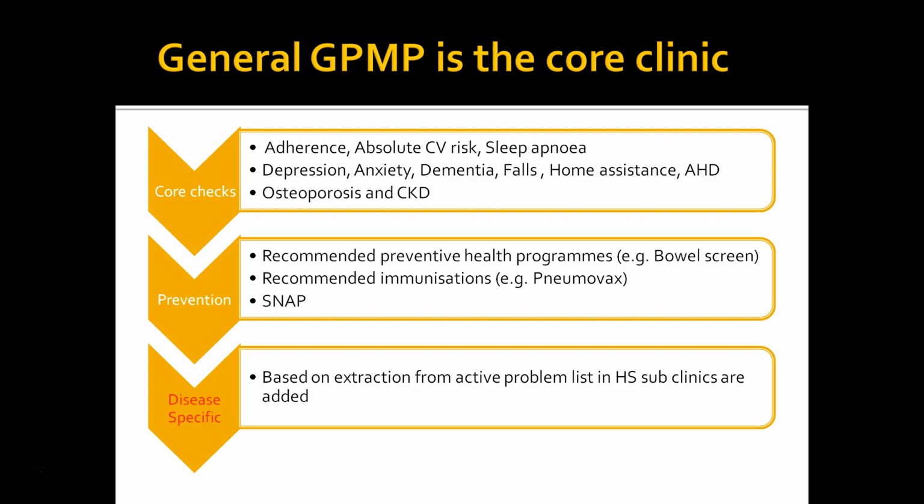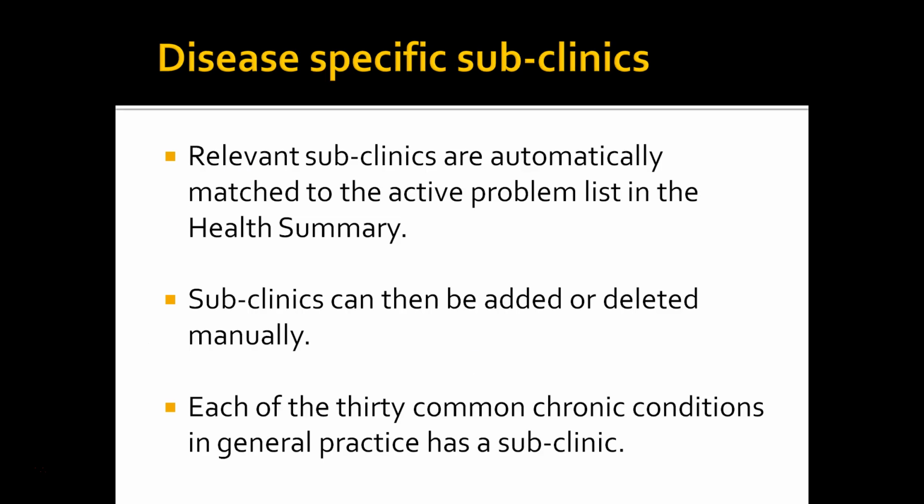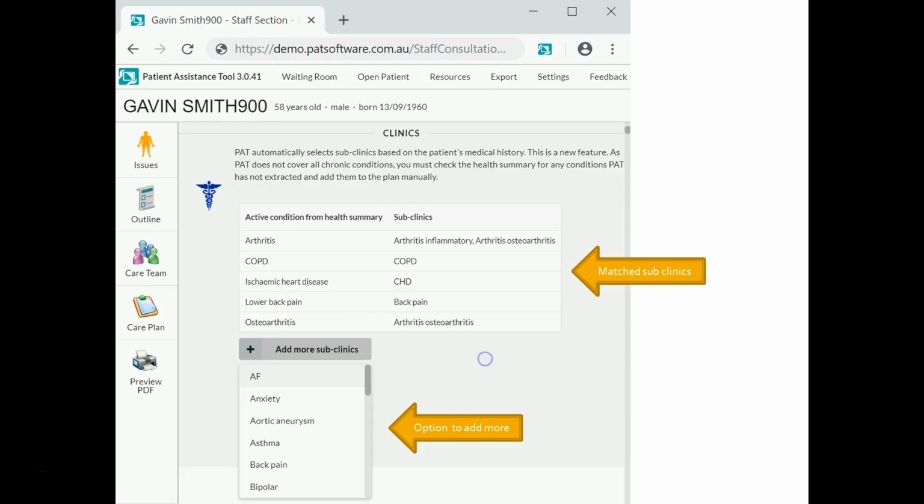In addition, based on the extraction from Best Practice of the active problem list, subclinics are added. They're automatically matched to the active problem list and added to the core. They can be added to or can be deleted. I'll show you on the next screen. Each of the 30 common chronic conditions is available as a subclinic.